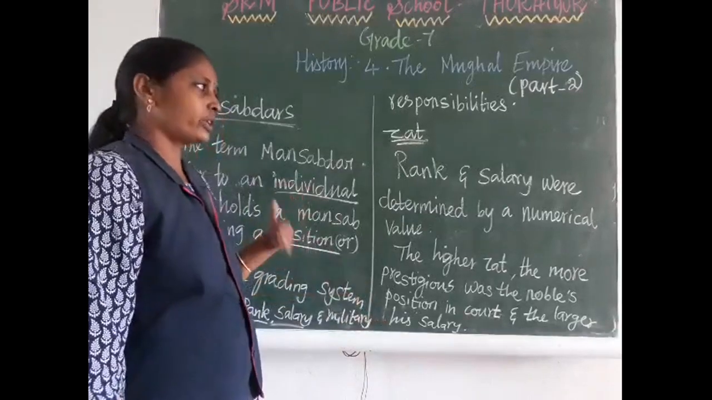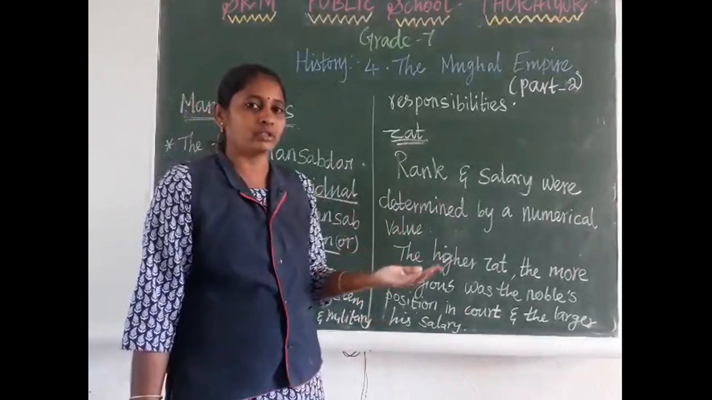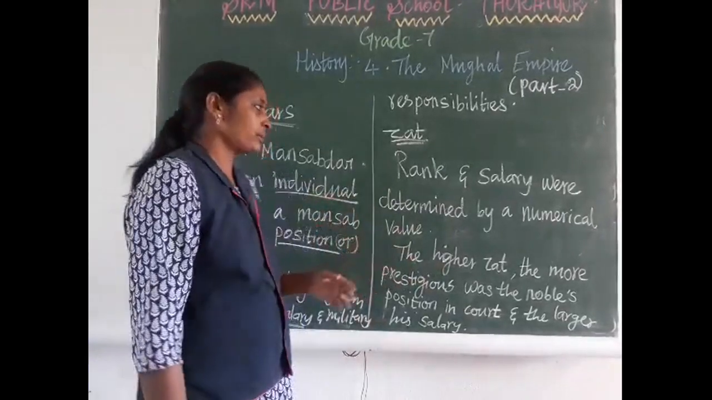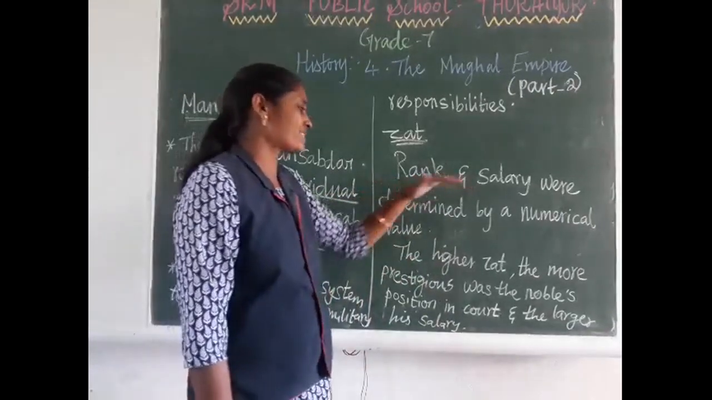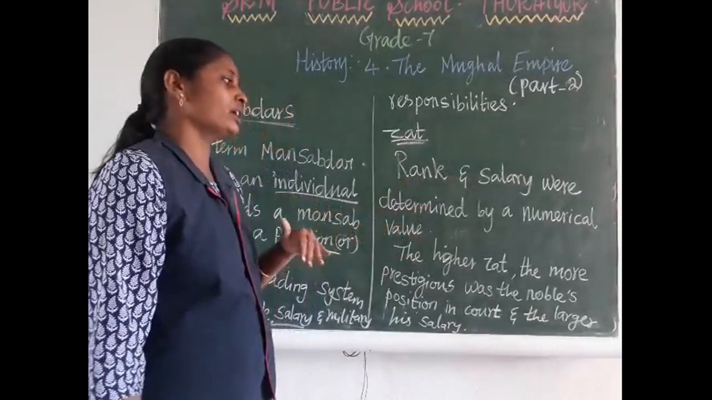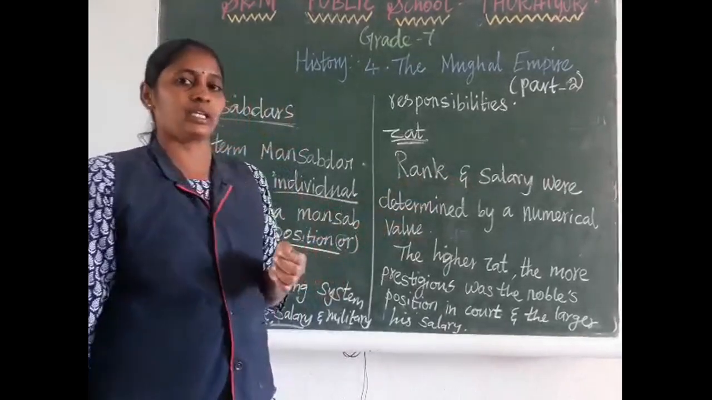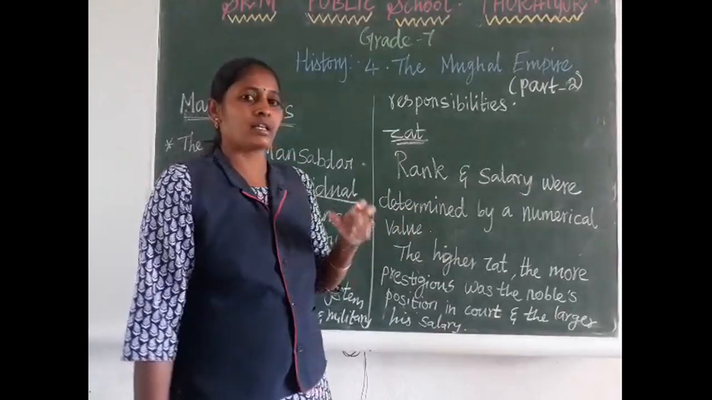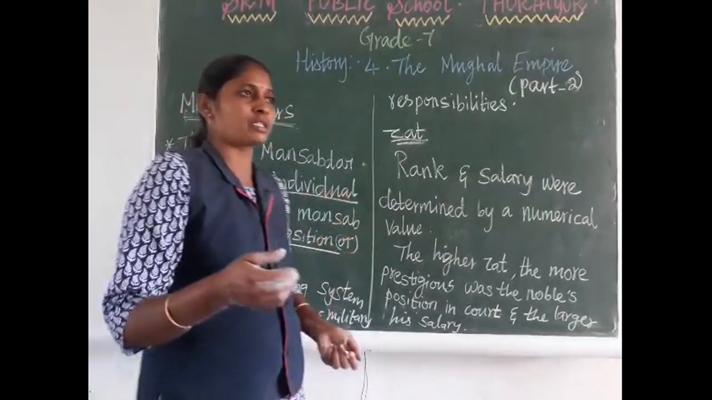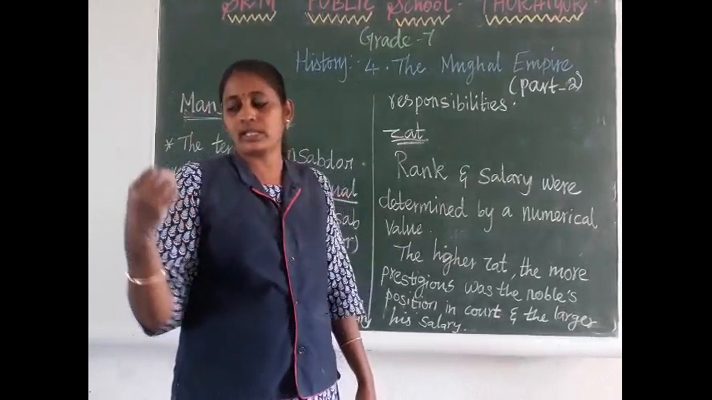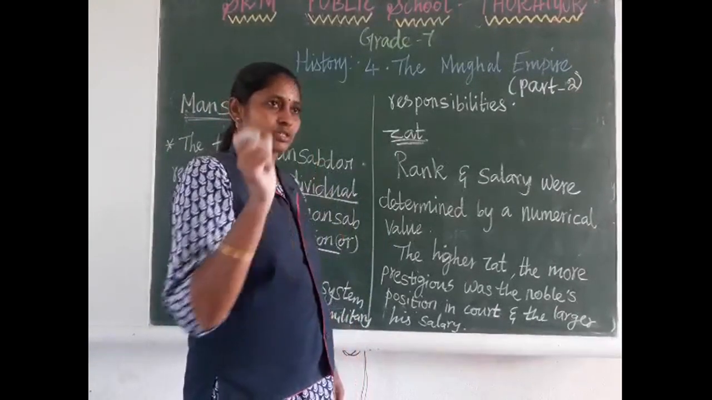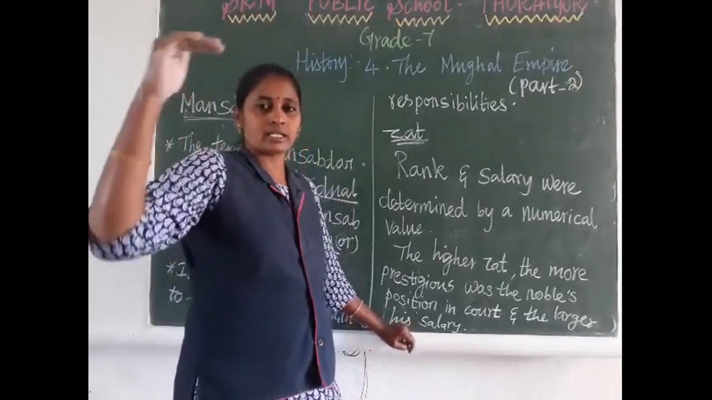For their work, what they received was the jat. Jat means the rank or salary was determined by a numerical value. So who has the highest jat? Nowadays in the police, they keep some stars on their shoulder. According to the stars, their position and their salary are higher.